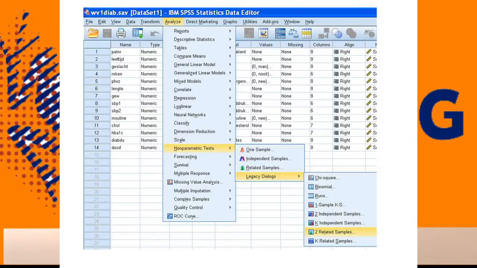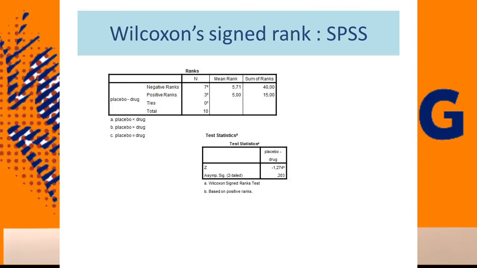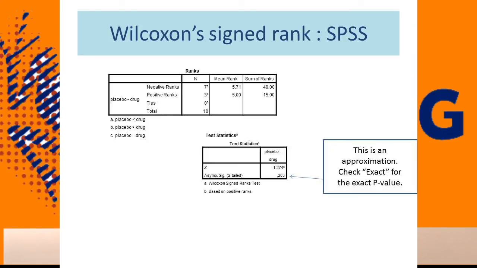In the menu of SPSS, choose Analyze, Non-Parametric Tests, Legacy Dialogues, 2 related samples. Fill in the 2 related variables and check OK. The default output will give an asymptotic p-value, an approximation to the exact p-value. If you prefer the exact p-value, you will have to check the exact button in the SPSS menu.